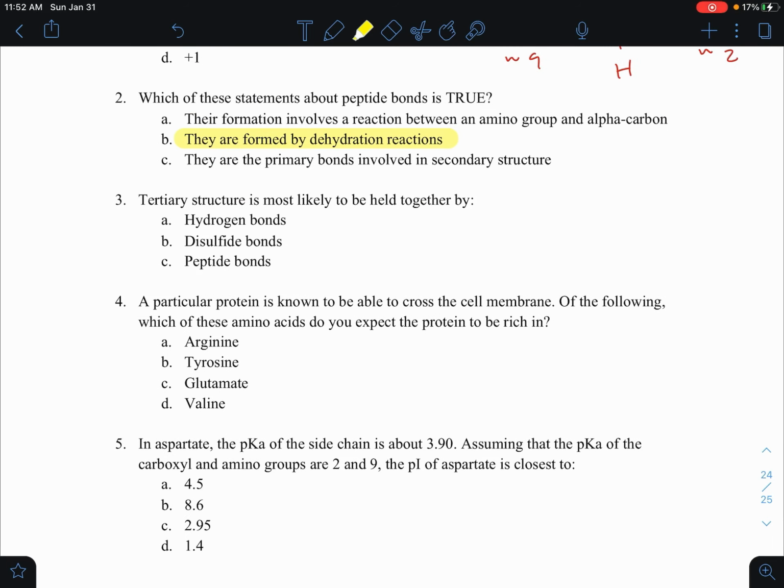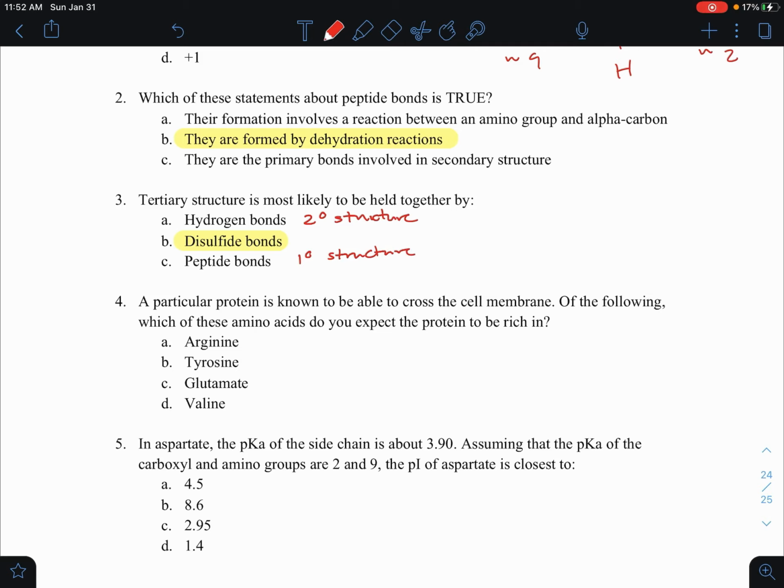3. Tertiary structure is most likely to be held together by A, hydrogen bonds, B, disulfide bonds, or C, peptide bonds. Tertiary structure involves hydrophobic interactions, salt-base bridges, or disulfide bonds formed between cysteine molecules. Hydrogen bonds would be the best thing for secondary structure, and peptide bonds would be the best thing for primary structure.